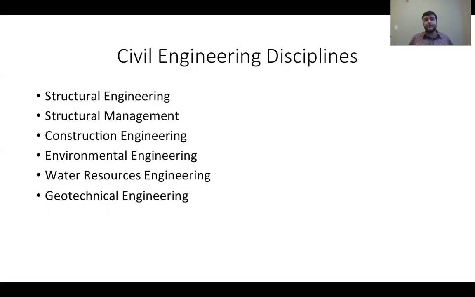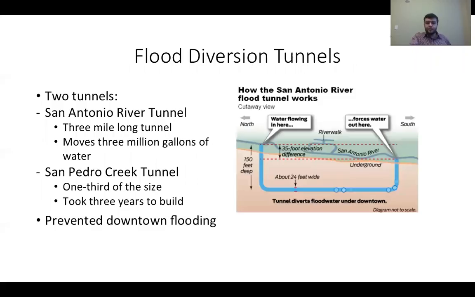Now, water resource engineering is used throughout this process with the draining of the water, also used in the diversion tunnels with getting rid of the floodwaters, and used in the dams. Geotechnical engineering is used with the digging of the diversion tunnels, also moving the dirt and earth when building the dams. Now, the flood diversion tunnels are the main focus of this presentation.